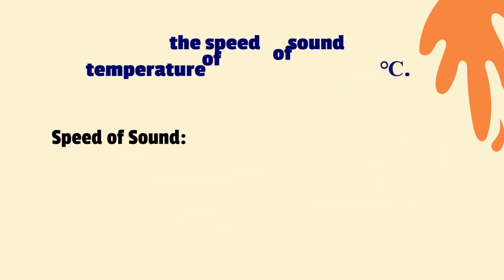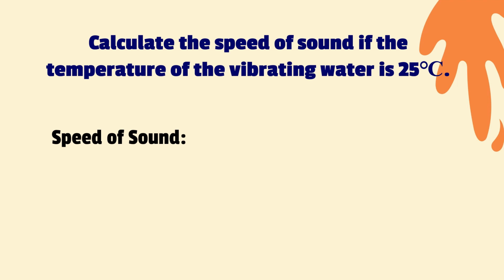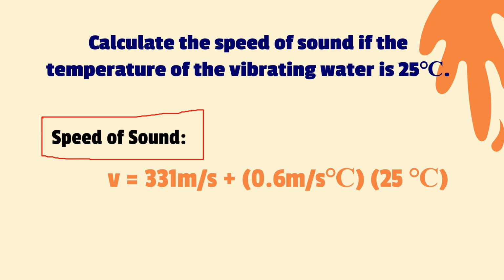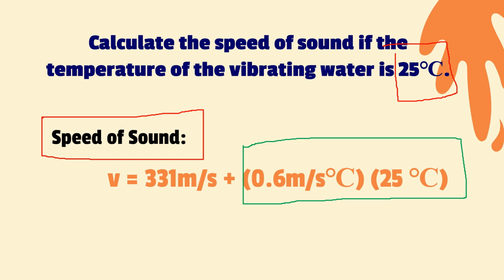Another sample problem. Calculate the speed of sound if the temperature of the vibrating water is 25 degrees Celsius. So again, we're going to find the speed of sound using the formula, V is equal to 331 meters per second plus 0.6 meters per second degrees Celsius times 25 degrees Celsius, which is given in the problem. So before we compute for the speed of sound, let us first multiply 0.6 meters per second degrees Celsius times 25 degrees Celsius. And then, after multiplication, we're going to add 331 meters per second. So the answer will be 346 meters per second.